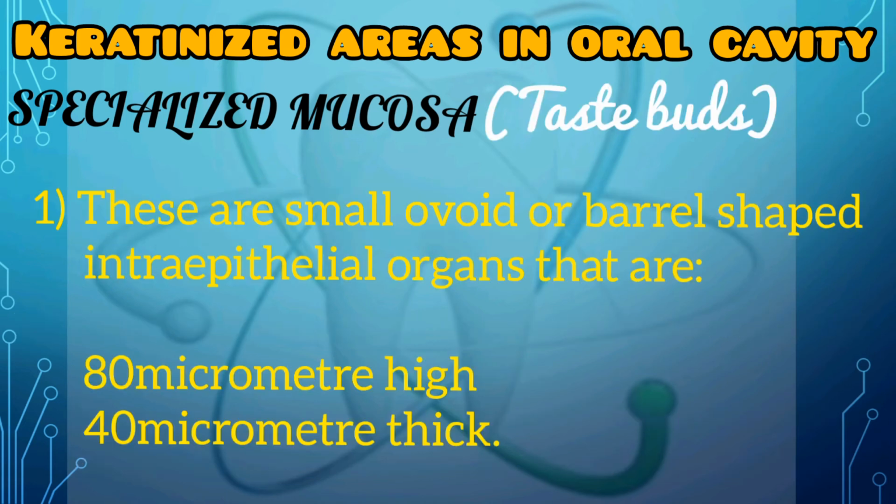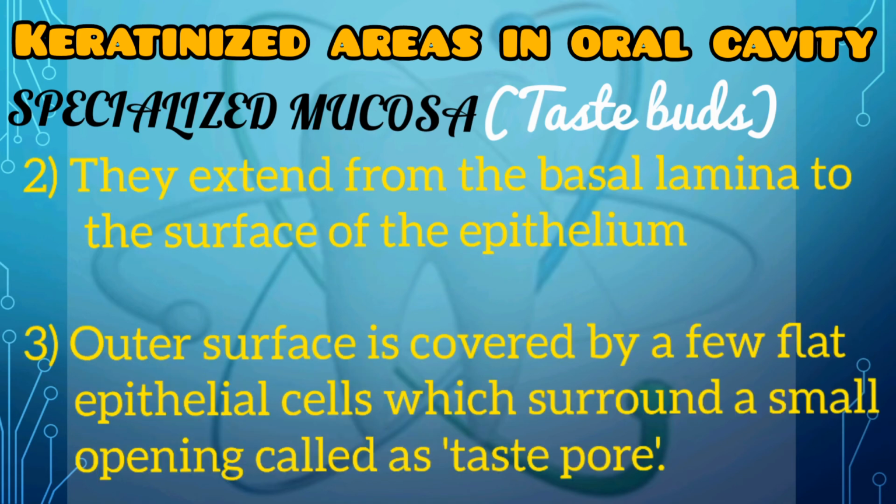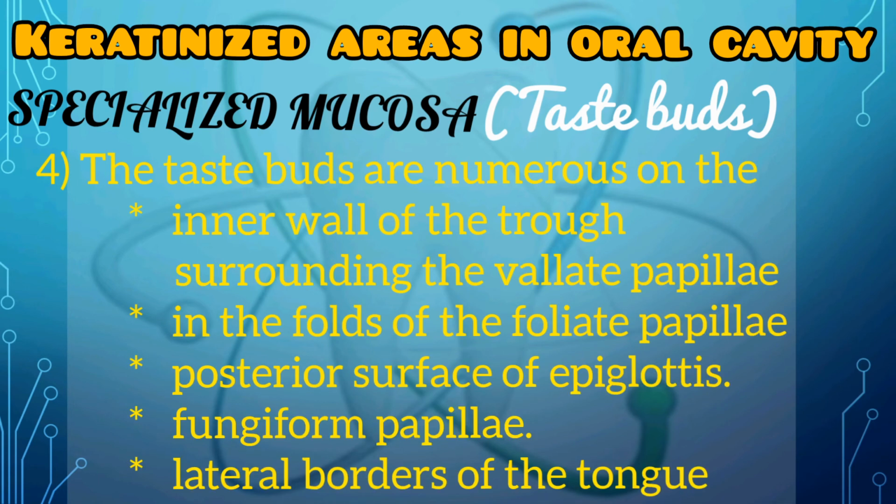The next one is the taste buds. The taste buds are small ovoid or barrel-shaped intraepithelial organs that are about 80 micrometers high and 40 micrometers thick. They extend from the basal lamina to the surface of the epithelium. Their outer surface is almost covered by a few flat epithelial cells which surround a small opening which is called the taste pore. The taste buds are numerous on the inner wall of the trough surrounding the circumvallate papillae, in the folds of the foliate papillae, on the posterior surface of the epiglottis, and on some of the fungiform papillae at the tip and the lateral borders of the tongue.